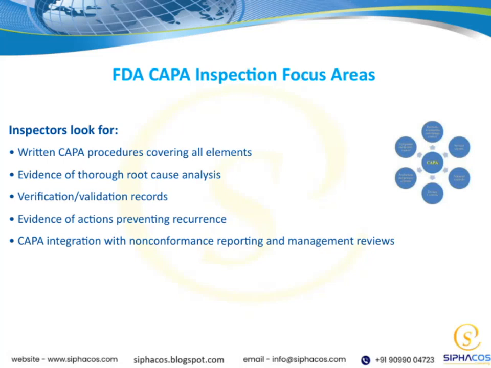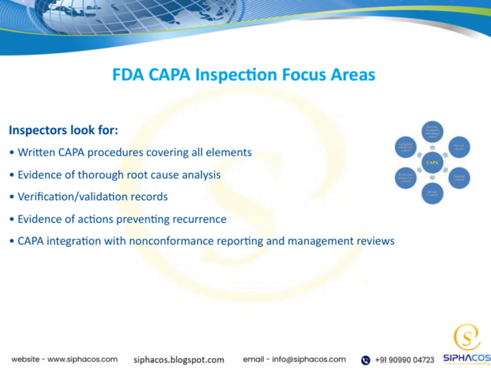Now, let's talk about what FDA inspectors focus on during a CAPA inspection. They look for comprehensive written CAPA procedures that cover all the necessary elements. This means your procedures should be clear, complete, and aligned with regulatory expectations. Inspectors also want to see evidence of a thorough root cause analysis. It's not enough to identify what went wrong. You need to dig deep to understand why it happened in the first place.